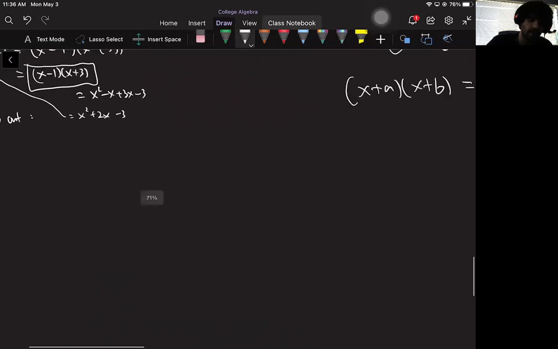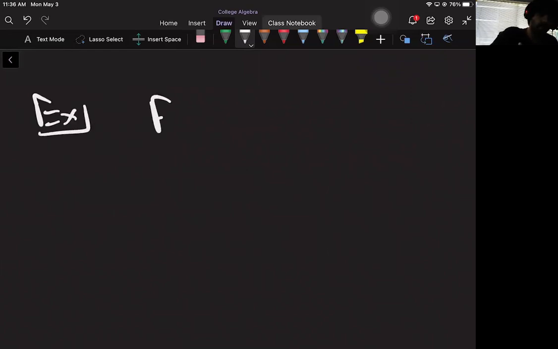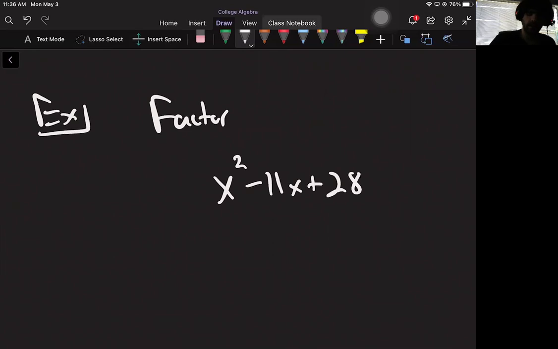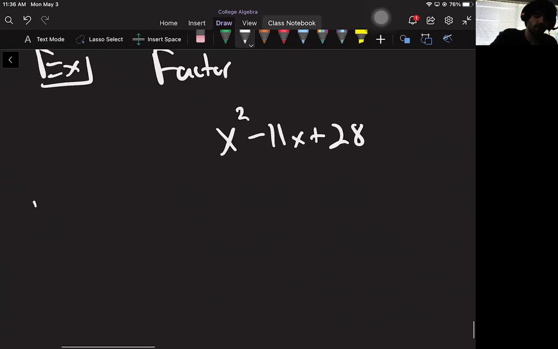Okay, so this just takes lots of practice, so we're just going to practice more. It gets easier with practice, so let's do that. Factor x squared minus 11x plus 28. So first, we're going to think about 28. So what multiplies to 28?